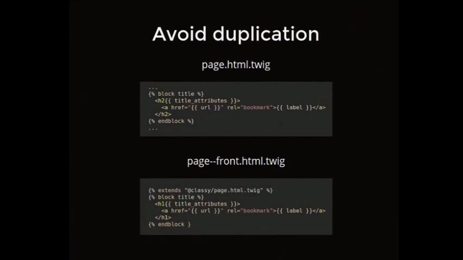Twig also has some pretty cool logic to avoid duplication. So now that I showed you that you can create an overriding template, you don't always have to override the whole template. You can just override a small piece of the template. You can create this kind of Twig block inside a template. These don't have anything to do with Drupal blocks, but they have the same name, which is confusing. But they are Twig blocks, which can include, let's say, an H2 and a link. And if you want to override it for the front page, where we want it to be an H1, we can simply say extend this template and override block title.